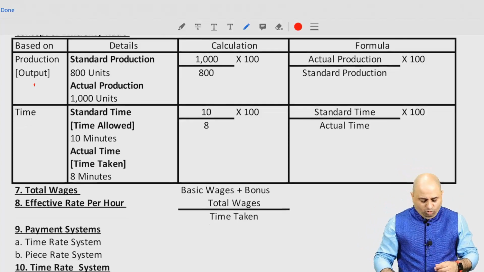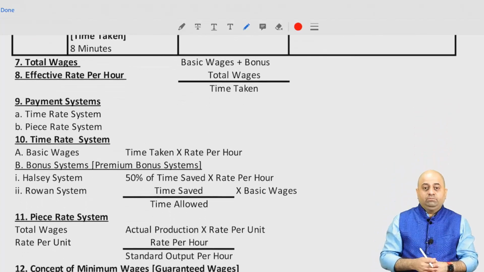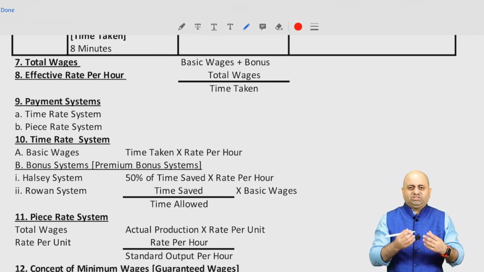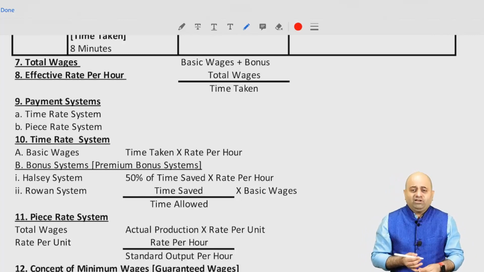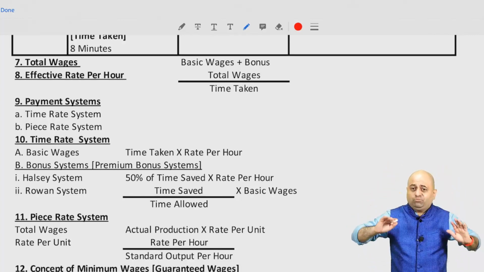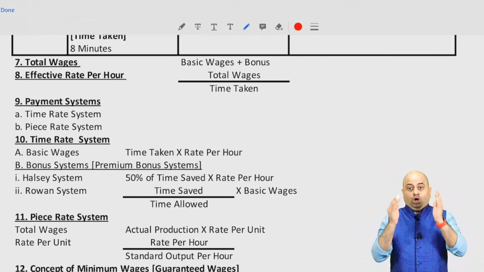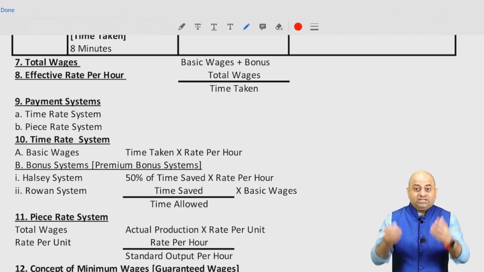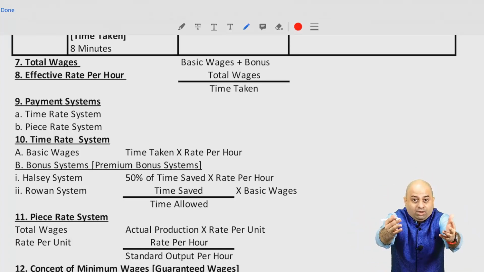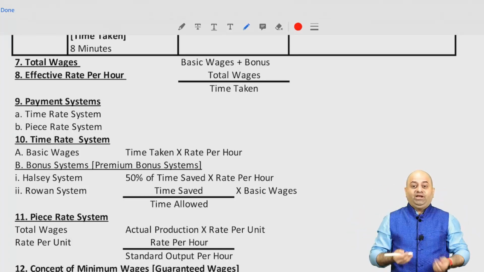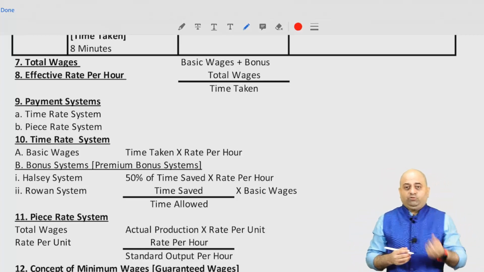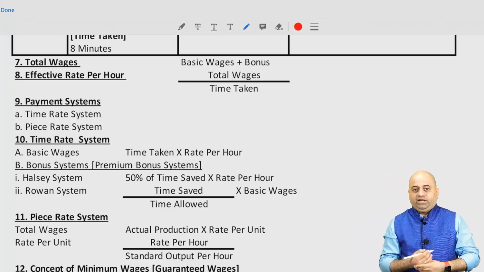Now after that we go on to something pretty simple: how to calculate total wages. That is basic wages plus bonus. Generally that's how we calculate. And effective rate per hour. We know all these formulas. I'm not denying your knowledge or the revision that you have done so far, but then again, since we are doing revision, I need to remind you of all this again. So my dear friends, effective rate per hour is total wages upon time taken.